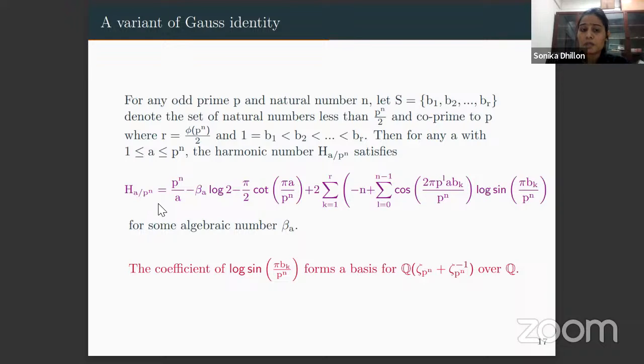Here, h of a by p to the power n has a log term, a pi term, and also the logarithm of sine pi bk by p to the power n. The bk are now relatively prime to p. So we have exactly phi of p to the power n by 2 many elements, and we can show that these are linearly independent over the field of rationals, and then by using Baker's theorem, over the field of algebraic numbers also.